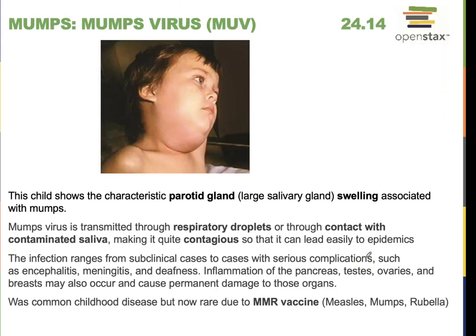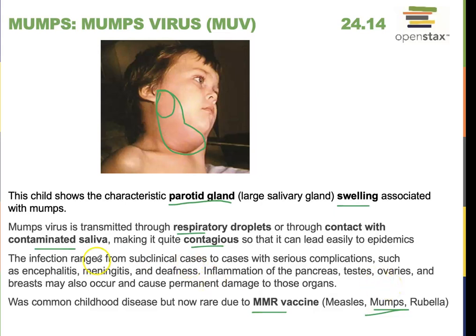All right, mumps. Mumps is caused by a mumps virus, and this is an infection of the parotid gland. Remember, that was the really large salivary gland by the ear, but it is really swollen, right? So mumps has really attacked that parotid gland and caused a lot of swelling. Mumps is transmitted through respiratory droplets or contaminated saliva. It's very contagious. It used to be just a regular childhood disease, but since the MMR vaccine, which is measles, mumps, and rubella, mumps has become a rare condition to see.